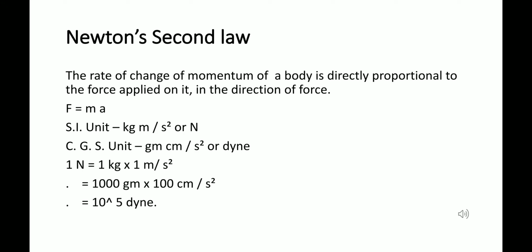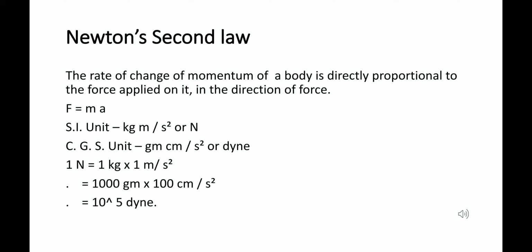So the formula is F is equal to ma. The SI unit, as I mentioned, is kg meter per second square or Newton, and the CGS unit is gram centimeter per second square or dyne. Now what is the relation between Newton and dyne? We are going to see: 1 Newton is equal to 1 kg into 1 meter per second square, we know.